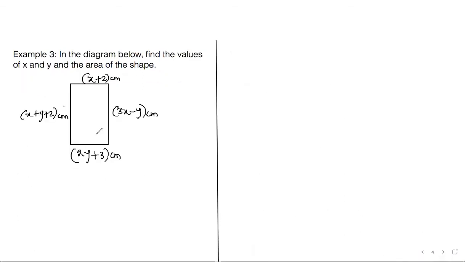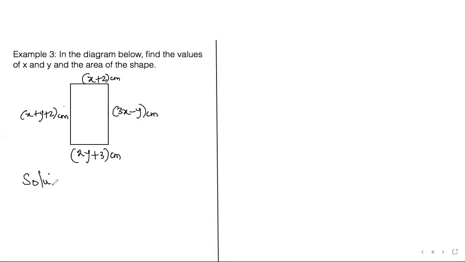Now let's go to the third question. In the third question, we are given a diagram. This diagram is, of course, a rectangle, and we have some values here for the sides. So we have to find the values of x and y. The fact that this is a rectangle means that the opposite sides must be the same. So that's basically what we want to do. This must be equal to this, and this must be equal to this. If you do that, we can generate some equations.